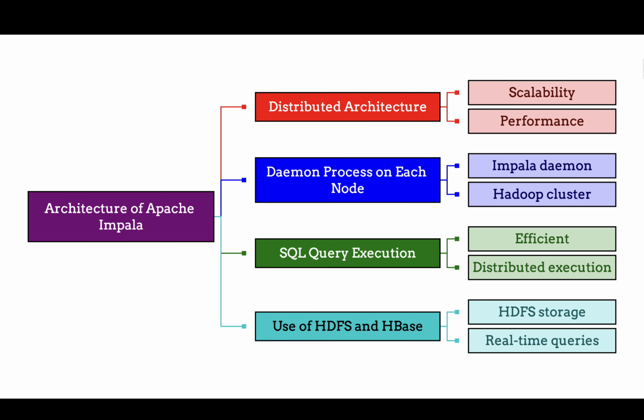Architecture of Apache Impala. 1. Distributed architecture. Designed with a distributed architecture, enhancing scalability and performance. 2. Daemon process on each node. An Impala daemon runs on each node in the Hadoop cluster, processing queries. 3. SQL query execution. Efficiently executes SQL queries using distributed query execution. 4. Use of HDFS and HBase. Leverages HDFS for storage and integrates with HBase for real-time queries.